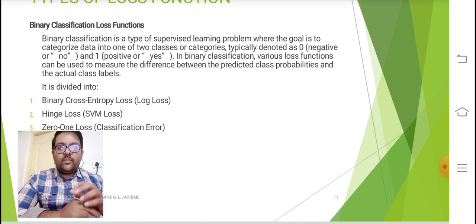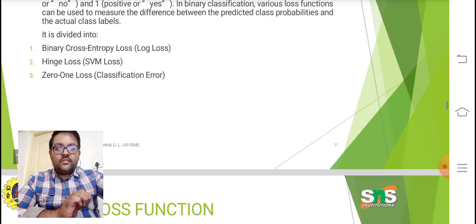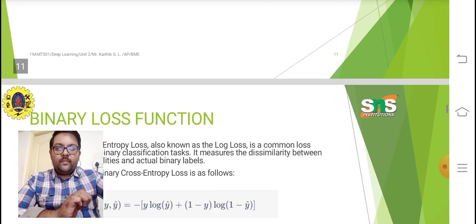Binary classification is a type of supervised learning problem where the goal is to categorize data into two classes or two categories, typically denoted as 0 meaning no and 1 meaning positive or yes. In binary classification, various loss functions can be used to measure the difference between the predicted class probabilities and actual class labels. These include binary cross entropy loss, hinge loss, and 0-1 loss, or the classification error.